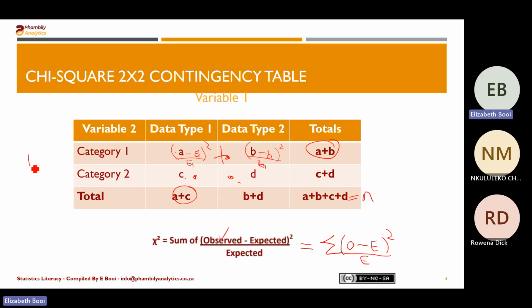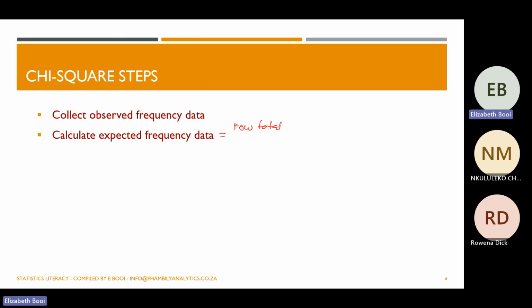So the row, this is the rows, and these are columns. You will need to always remember that. The row total times the column total, divided by our grand total, which is our n. That's why I said we have to add all those n values and then all the totals so that we get the grand total. And that's how you're going to calculate the expected frequency. And you will do this for each and every value, and I will show you how to do that.